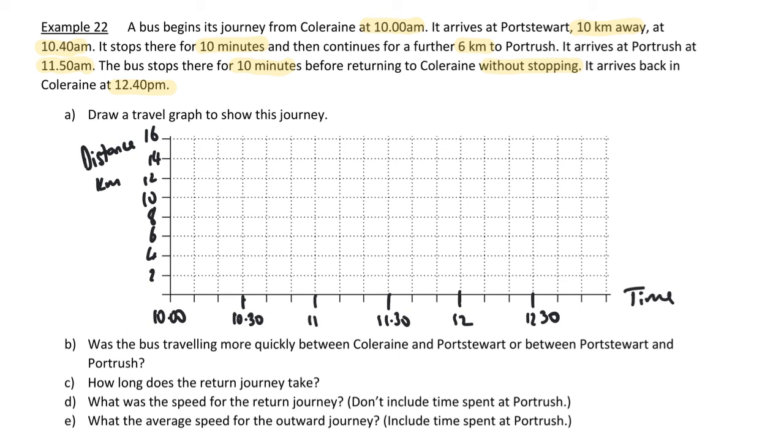So let's trace this out. It starts at 10, and then 10 kilometres away at 10:40. So at 10:40 we'll mark in that they're 10 kilometres away, and we'll join that up with a straight line because it travels at a constant speed. Then it stops for 10 minutes, so there's going to be another horizontal line for 10 minutes. And then it travels a further 6 kilometres and arrives in Portrush at 11:50. So that's a rather slow part of the journey.